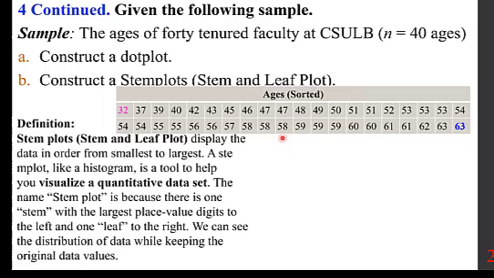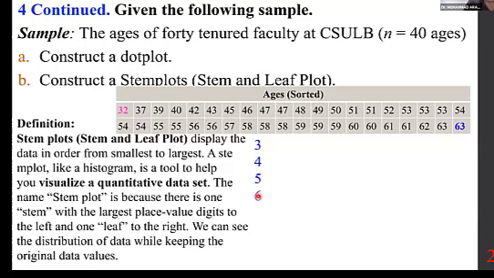A stem plot, like a histogram, is a tool to help you visualize a quantitative data set. The name stem plot is because there is one stem with the largest place value digits to the left and one leaf to the right. We can see the distribution of data while keeping the original data values. So as we look at the numbers, we see we have 30s, 40s, all the way to 60s. So the tens digits would be 3, and then 4 and 5 and 6. So we will make up the tens digits, 3, 4, 5, 6. So that's the first thing we do.